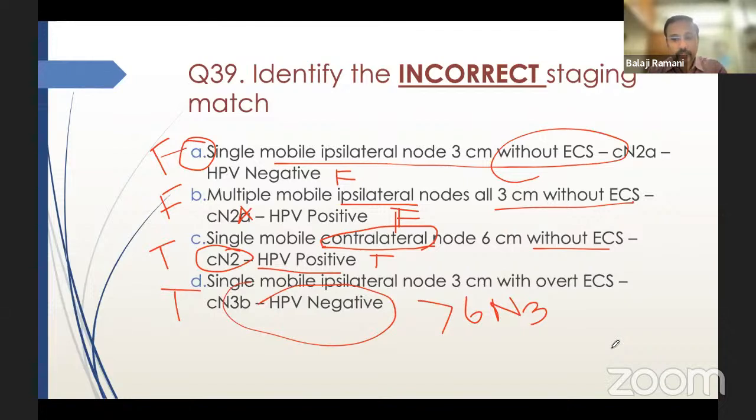Anyone has a doubt with regard to that? Clear, everybody? Right. Now let us talk about rest of the. See, just go through this again.